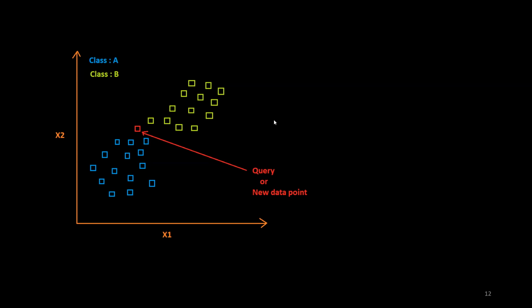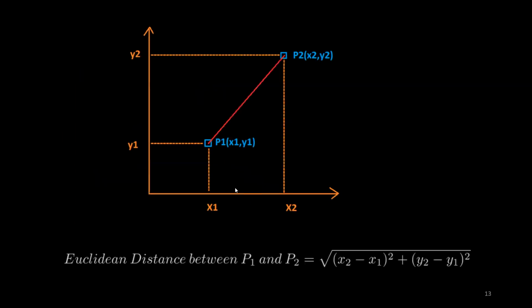So what is the Euclidean distance? So this is the equation of Euclidean distance. Euclidean distance is used to calculate the distance between 2 points. Suppose we have 2 points P1 and P2 and their coordinates are x1, y1 and x2 and y2. In that case, Euclidean distance will be the square root of (x2 minus x1) square plus (y2 minus y1) square. So this is a simple equation which is known as Euclidean equation in order to calculate the distance between 2 points.